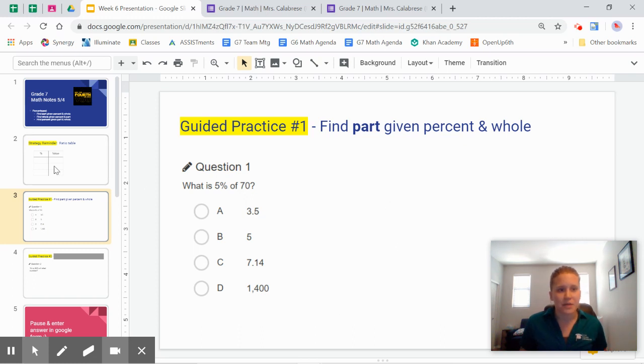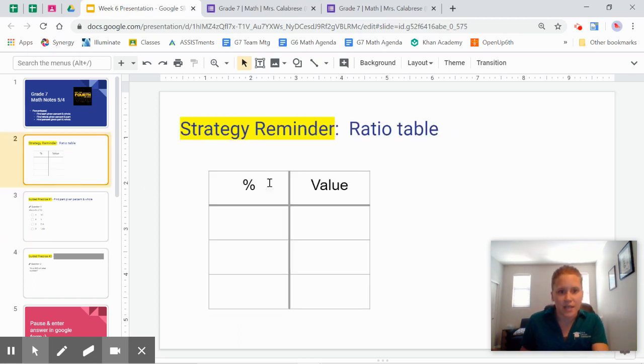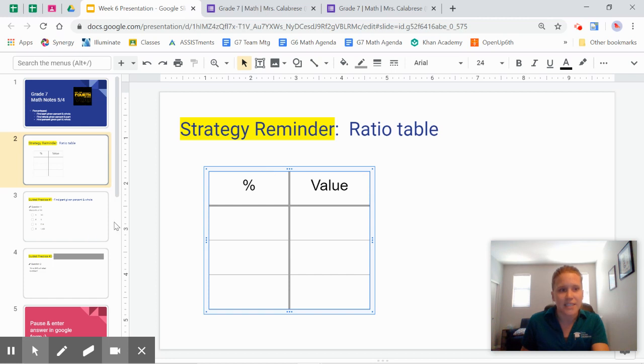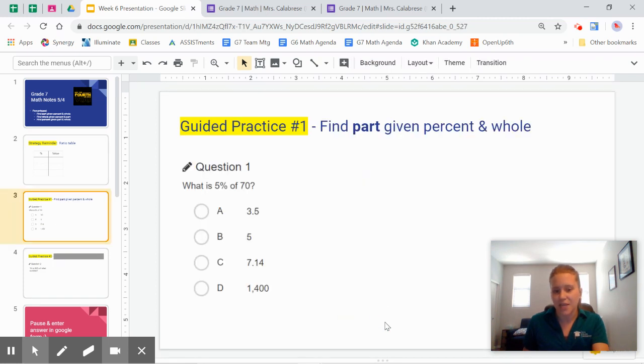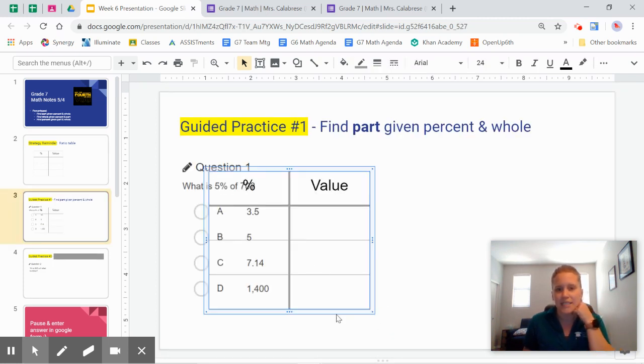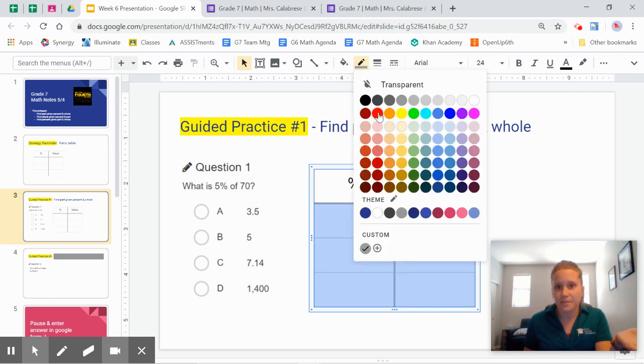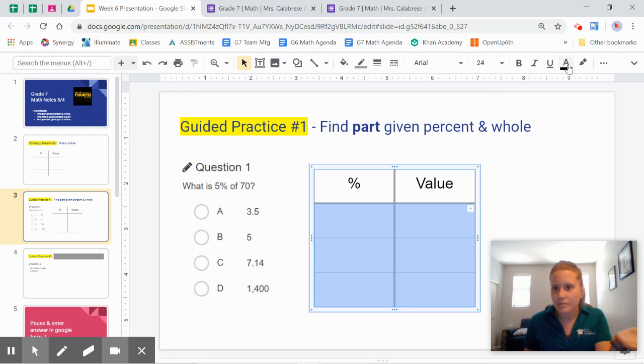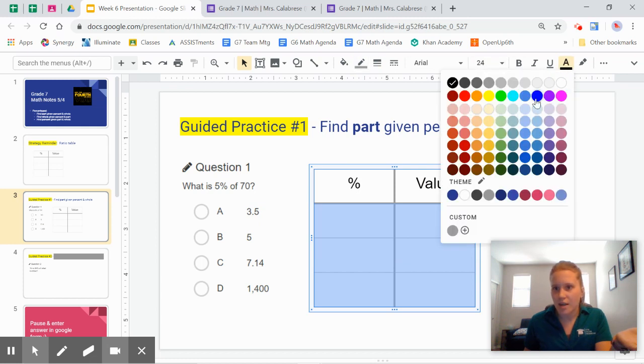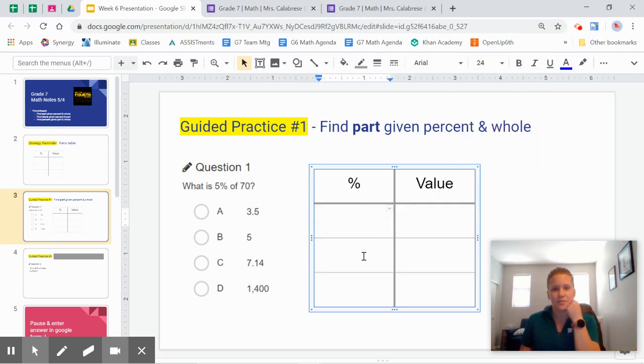I want to go ahead and use my ratio table strategy. I'm just going to copy and paste my table onto this slide. Go ahead and draw your ratio table on your paper, just like a T-chart. All right, and when I'm setting up my table, I'm going to fill in the key information from the question. I'm just going to change the color so I can see what I've typed in together.